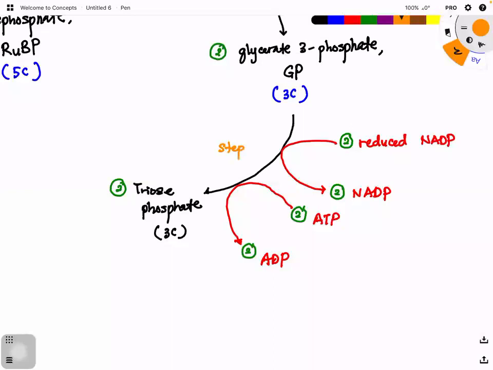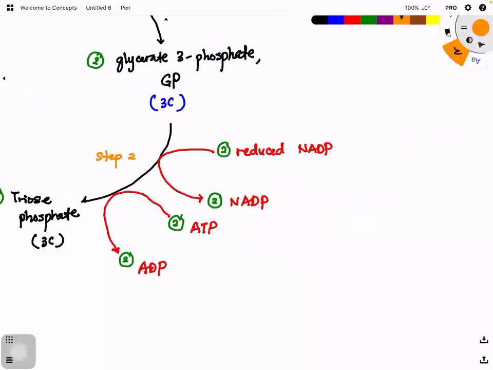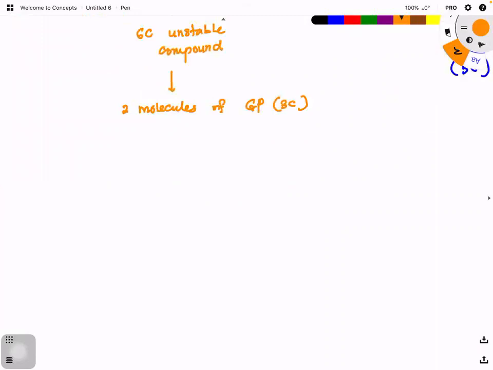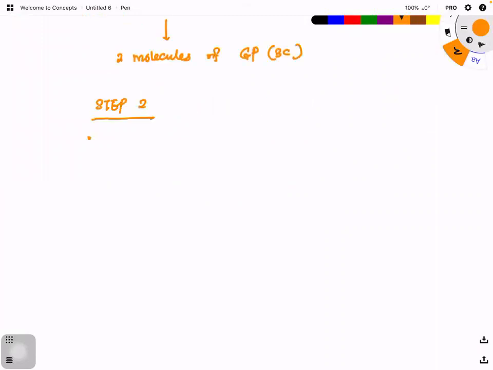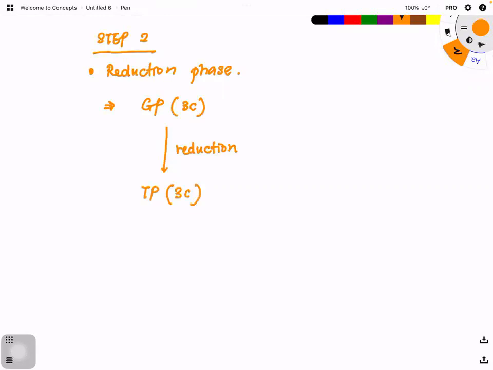So what actually happened during step 2? I put it all here. Step 2 is known as the reduction phase. What is the main event? The main event is GP, 3-carbon, being reduced. So a reduction takes place, and GP becomes TP, 3-carbon, with the presence of reduced NADP and also ATP. So basically, 2 molecules of GP give you 2 molecules of TP. Okay, step 2 done.